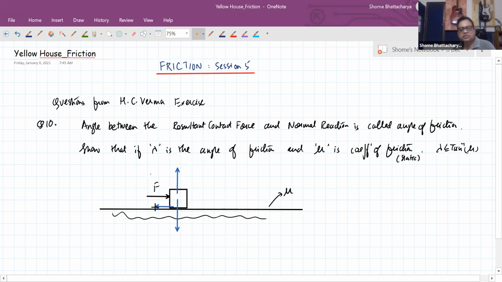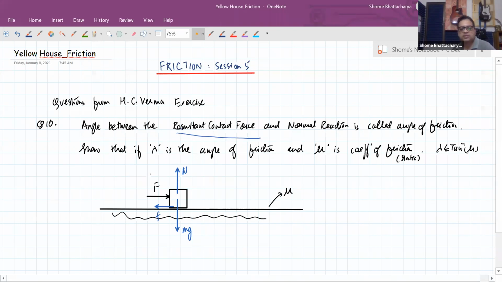So it's a general case, so friction can be both things. It may be that the body is at rest, so friction is static friction. It may be the body is in motion, so the friction is kinetic friction. Whatever be the case. Now, the resultant of F and N is called the resultant contact force.